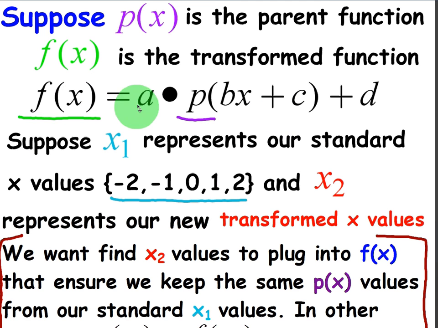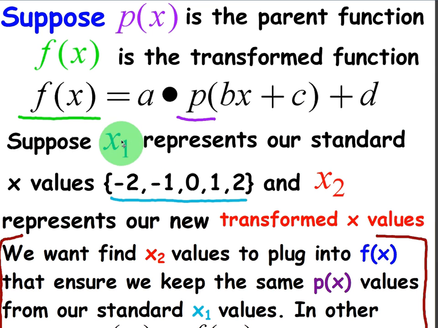f of x is going to be a times, so this is your vertical stretch/shrink/flip, times our parent function of b of x, so b represents your horizontal shrink or stretch or flip, b of x plus c. Now plus c is your horizontal shift. Remember, if c is negative, it's going to move to the right, and if c is positive, it's going to move to the left. We've already went over that in a previous video. And then finally, all of that plus d is going to be your vertical shift. If it's positive, it moves up, straight forward. If it's negative, it moves down.